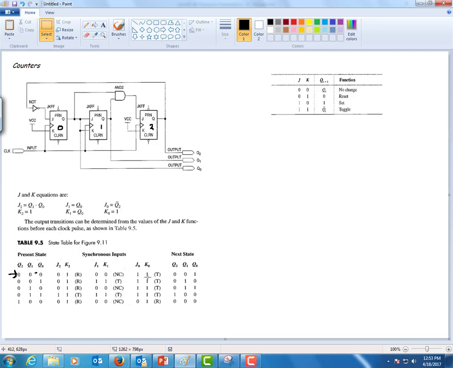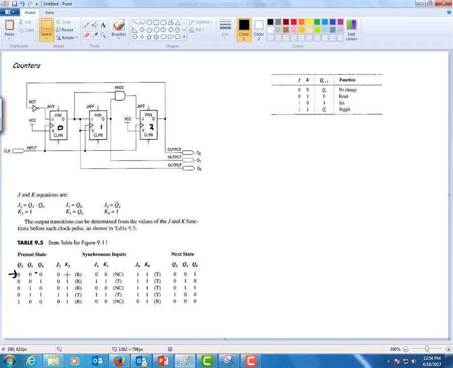Finally, J0, K0. K0 is always equal to 1. We know that. J0 is equal to Q2 with a bar over it, so it's Q2 not. So if we come back over here, Q2 is 0. Well, we're going to have to invert it, so it's going to be a 1. And that's where you get your J0 value. And a 1 and a 1 on your JK inputs to a flip-flop indicate a toggle. All right? So now we have these figured out. So let's go back.